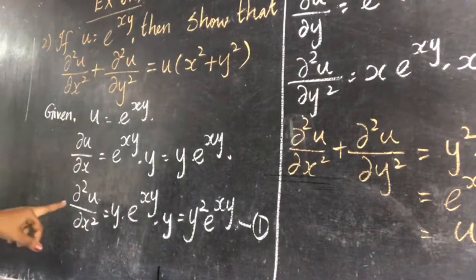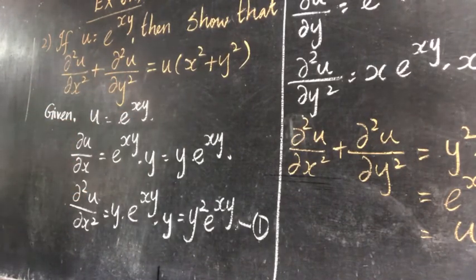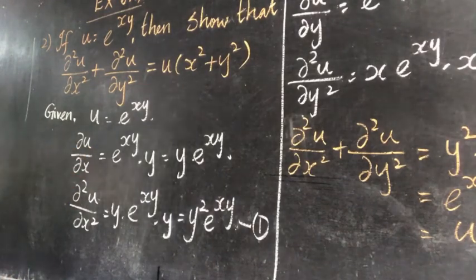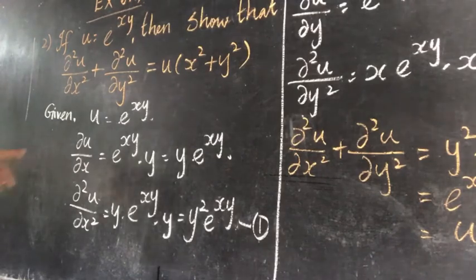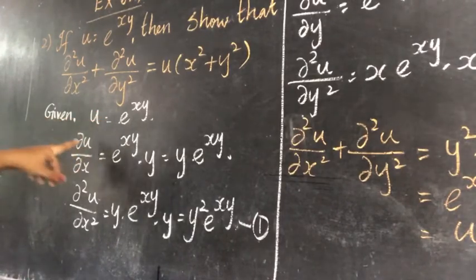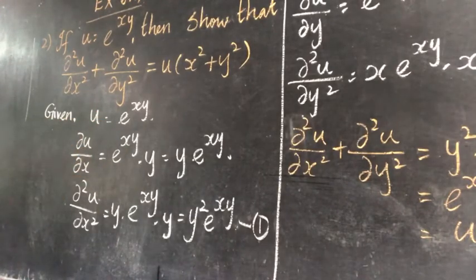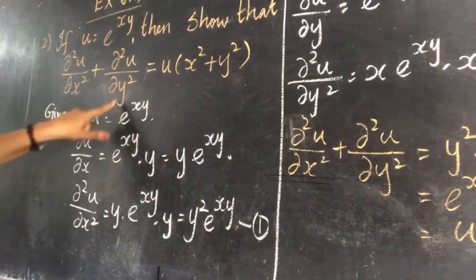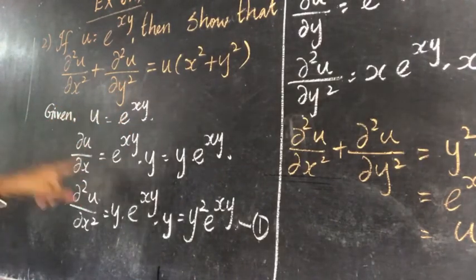So, to find ∂²u/∂x², first we need to find ∂u/∂x, the first order partial differentiation. So, ∂u/∂x means we need to differentiate the function u partially with respect to x. So, ∂u/∂x is the partial differentiation of e^(xy) with respect to x.